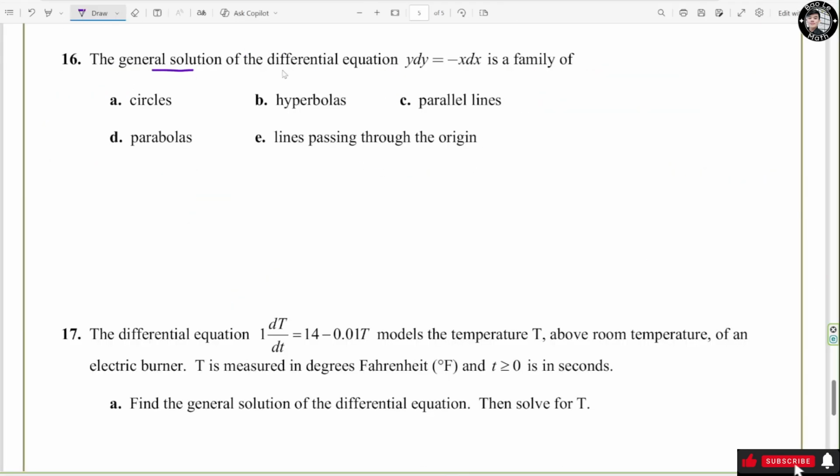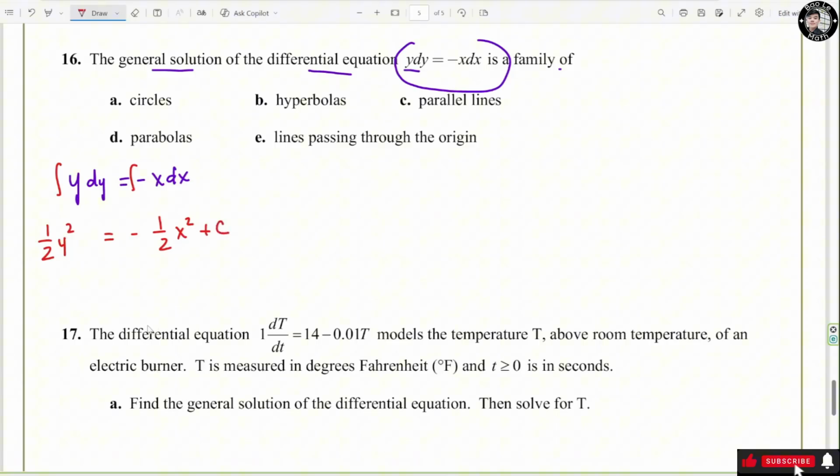The general solution of the differential equation y dy equals negative s ds is a family of... So basically we just solve this one. So I have y dy equals negative s ds, right? Now I'm going to integrate both sides. So I have 1 half y squared equals negative 1 half s squared plus c, right?